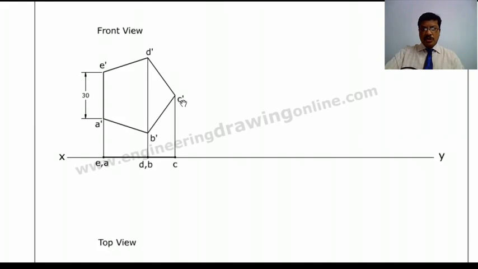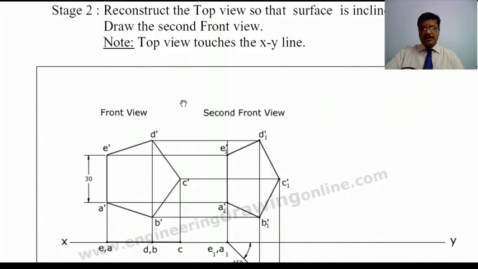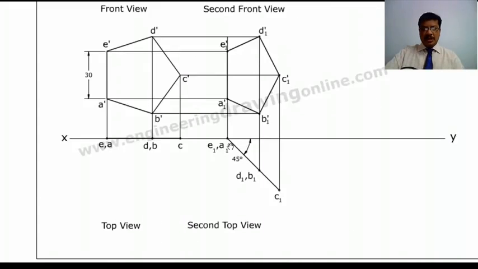Next, to represent the surface inclination in the second stage, you have to tilt the top view, because in the top view we are seeing the surface as a line. So when you tilt this line, automatically you are tilting the surface. Now reconstruct this particular line here, draw the projectors. From the first front view draw the locus lines and obtain the second front view.